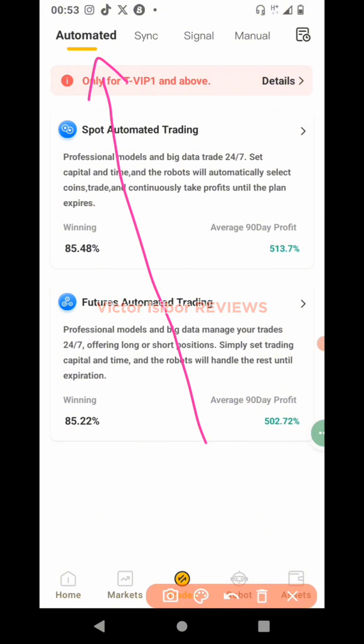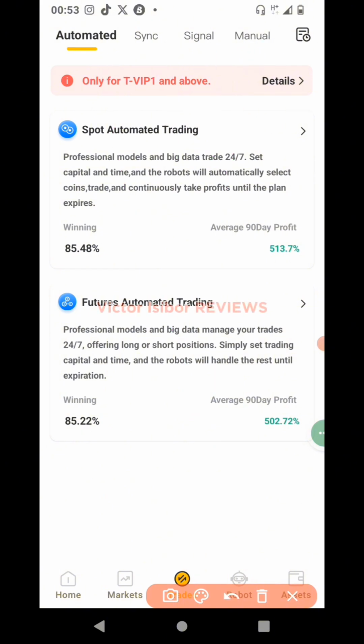So when you tap on trade, you see automated, you see sync, where you can copy the trades of expert traders. You see signals, because Utrading gives signals on a per second basis. You can just sign up and start taking signals. Signals are things that some people create Telegram groups to sell to people. Utrading gives them for free. Then you have manual, and manual is what we are interested in.